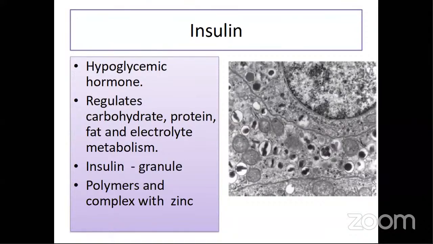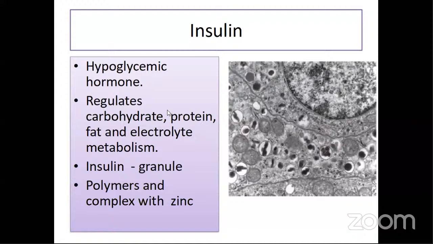Understood? You should never think it acts only on carbohydrate. It regulates carbohydrate, protein and fat metabolism. That is a very, very important fact. Understood? So insulin is a hypoglycemic hormone. It regulates carbohydrate, protein, fat, and also it has an effect on electrolyte metabolism. That I'll tell you later.